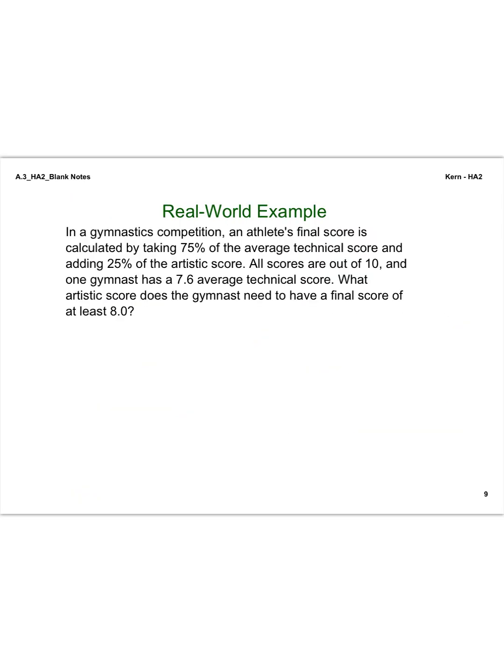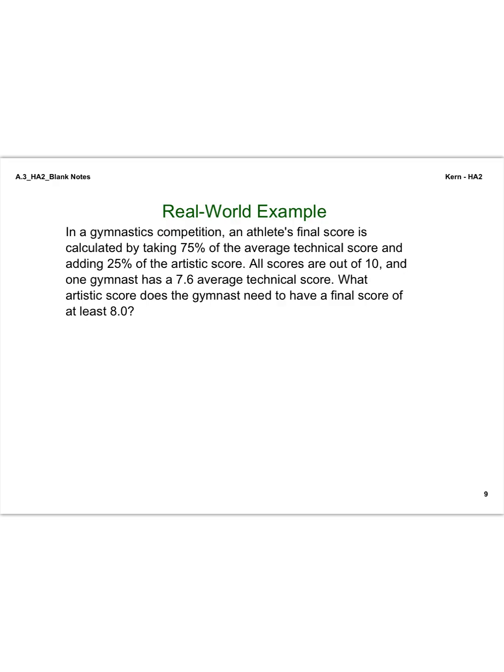All right, one last word problem. We're talking about a gymnastics competition. An athlete's final score is calculated by taking 75% of the average tech score and adding 25% of the artistic score. All scores are out of 10. One gymnast has a 7.6 average technical score. What artistic score does the gymnast need to have a final score of at least 8?